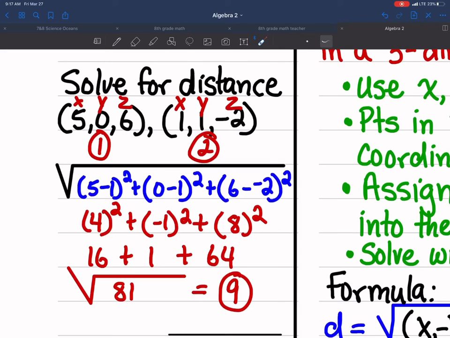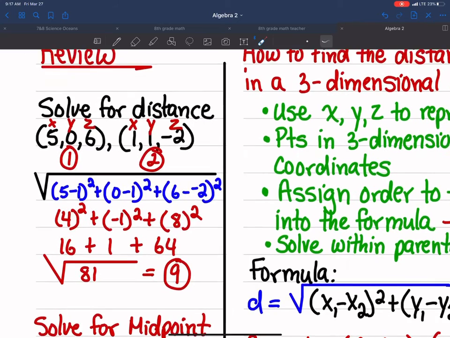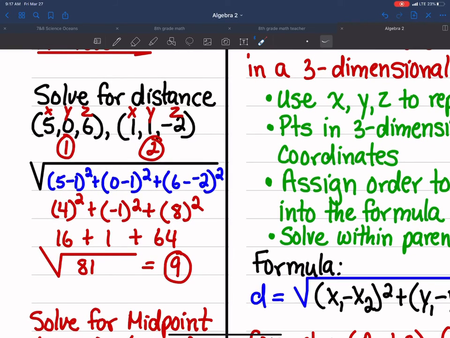Okay, now let's put these bad boys where they belong. So let's solve for the distance for this point. So it's x1 minus x2. So here and here, 5 minus 1. And then y1 minus y2. So that's going to be 0 minus 1. And then z1 minus z2, 6 minus negative 2. Okay? All right, great.